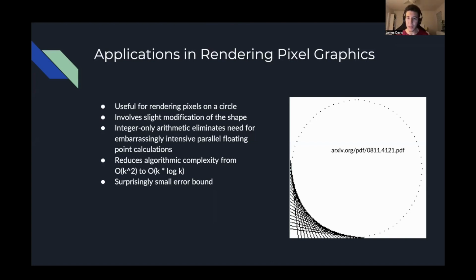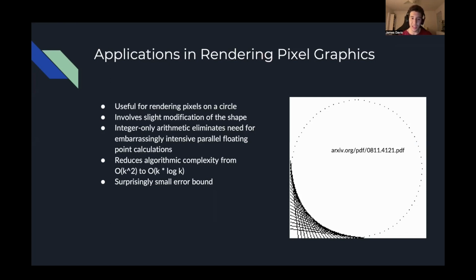Now, we can also do this in rendering pixel graphics. If you take a look at the graph right there, this is the star-like shape juxtaposed with a circle, and they're practically indistinguishable, that outer segment of the star-like shape. All it takes is a very slight modification of the shape, which you can check at the link that I have in the center of the graph. That link leads to other research that's been done on rendering pixel graphics with this star-like shape in a circle. And the integer-only arithmetic eliminates the need for embarrassingly intensive parallel floating point calculations for this circle.